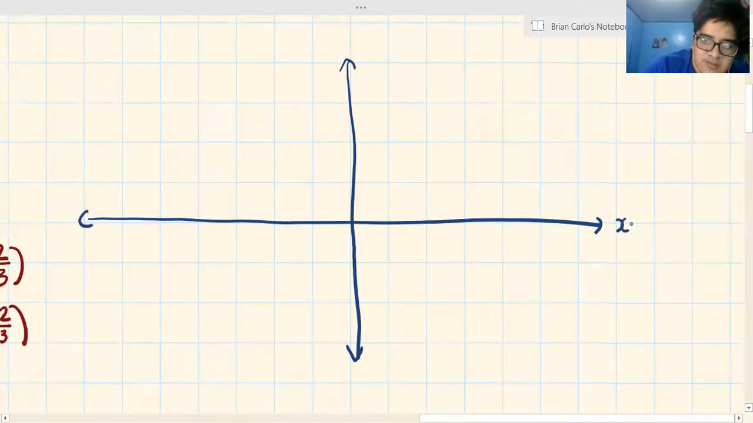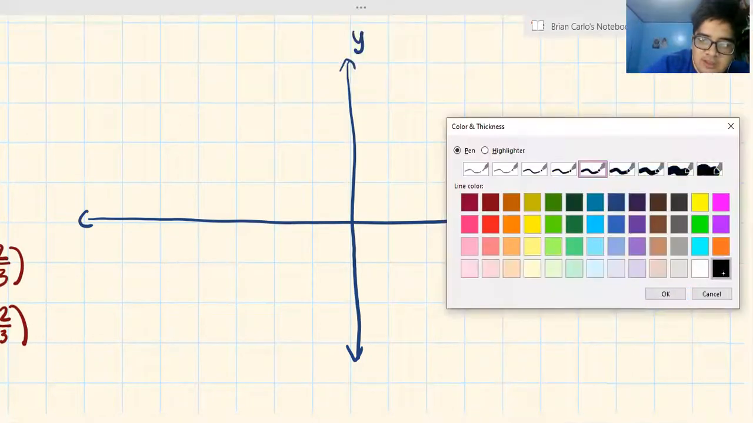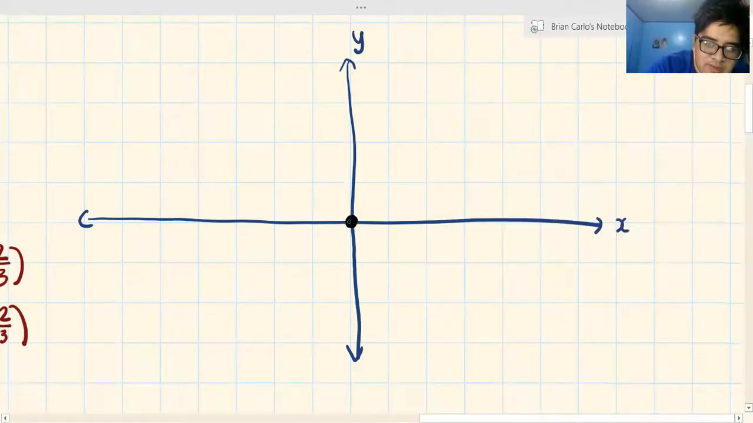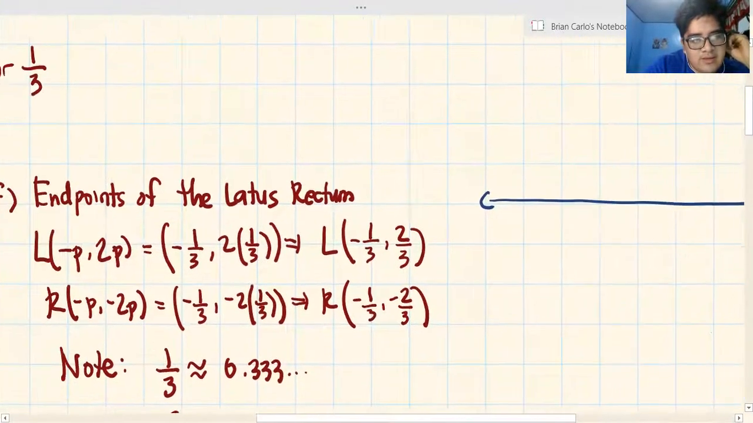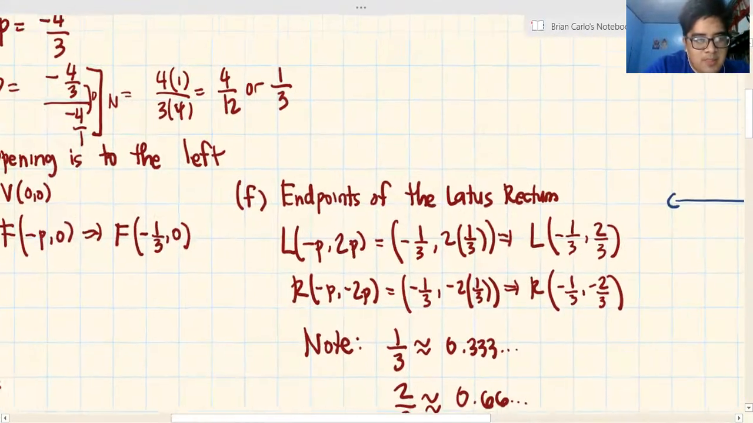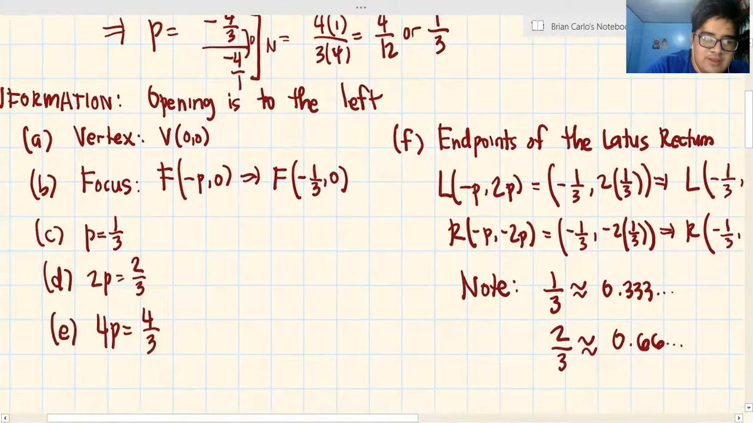Ayan, x and y. Ang vertex natin, alam natin ay nasa origin. So, V is (0, 0), that's safe. Ngayon, ang P natin ay 1/3. So, ang focus mo is (negative 1/3, 0). Tama?